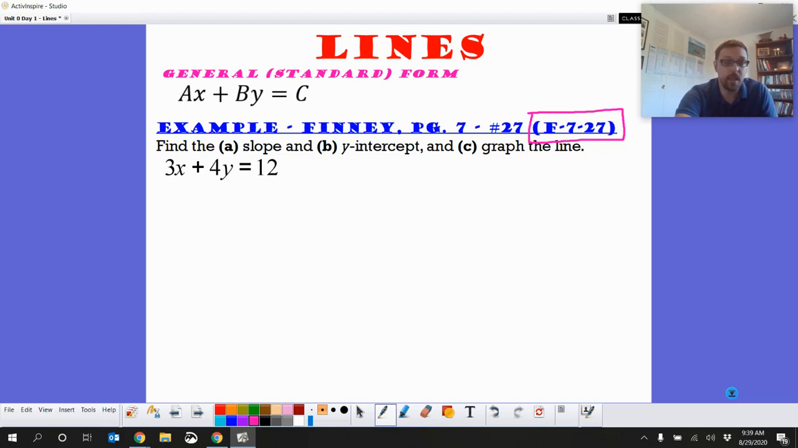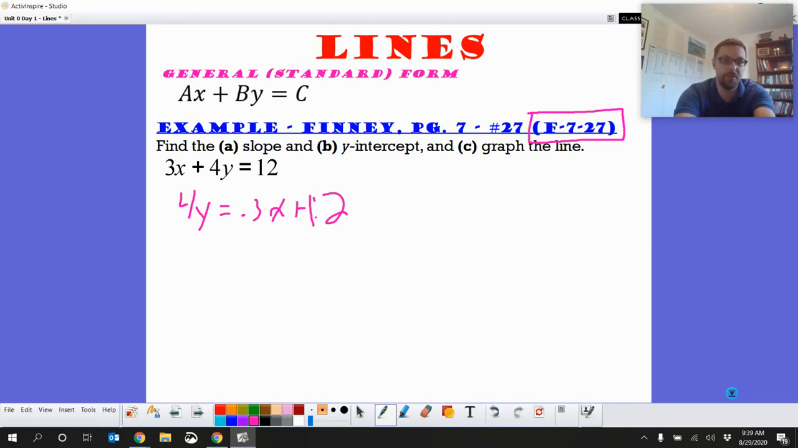So to figure out the slope and the y-intercept, the best way I know how is to turn this into slope-intercept form, because they're asking me for slope and they're asking me for y-intercept. Might as well get it in slope-intercept form. Boom, I'll have both those things. So I'm going to do a little solving. So I got 4y = -3x + 12.